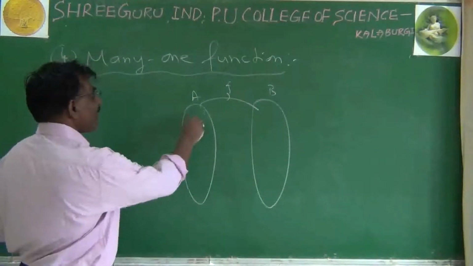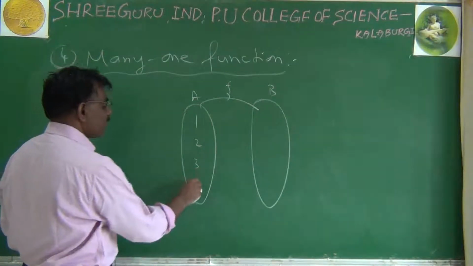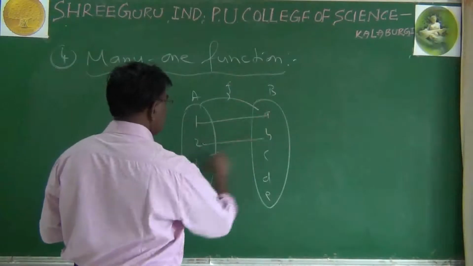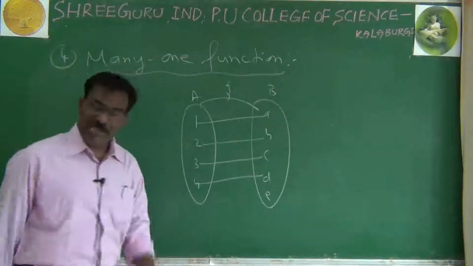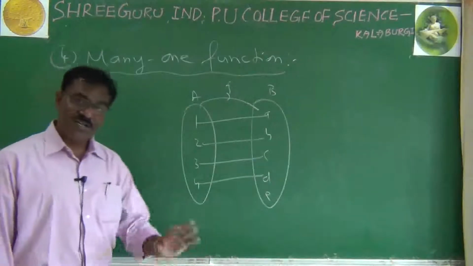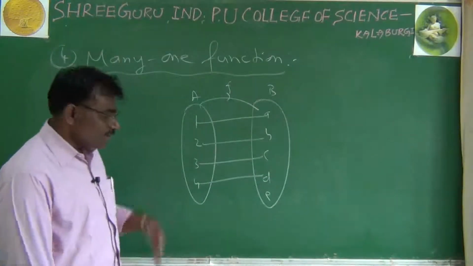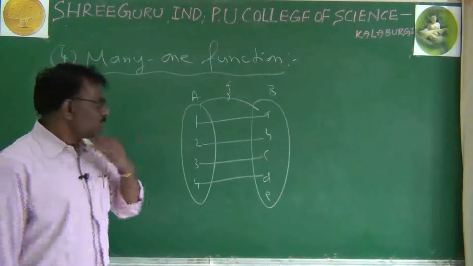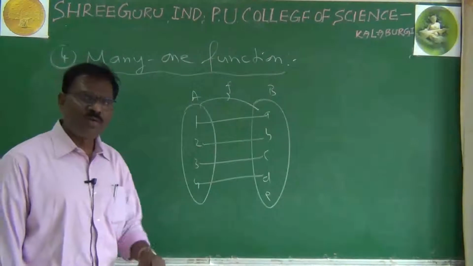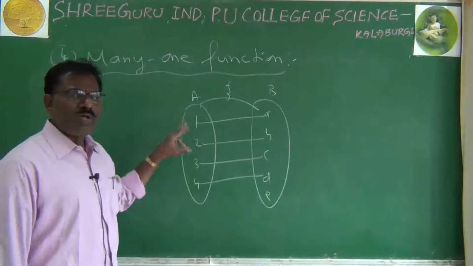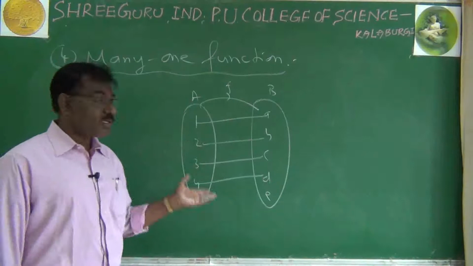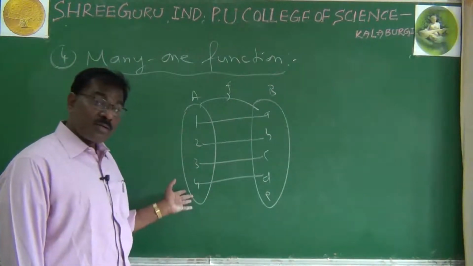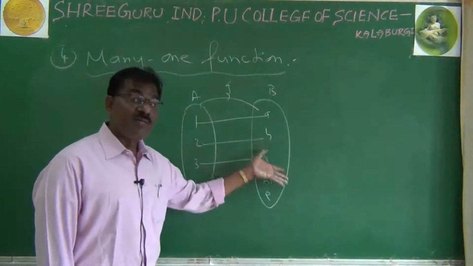If, for example, 1, 2, 3 and A, B, C, D, E. My question is, it is a function. Is it 1-1? Yes, 1-1 is there. Is it onto? No, not onto. But I want a many-one function. Even this is not a many-one function. What is many-one? At least two or more elements of the domain have the same image in B.